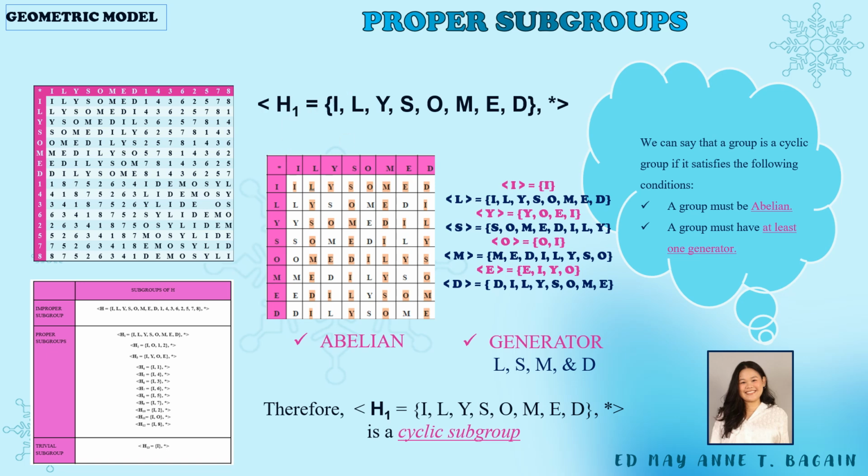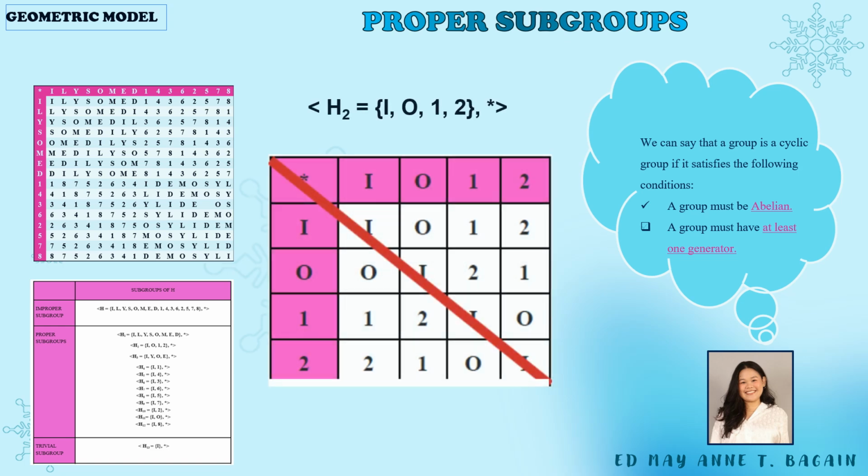And now let's check the H sub 2, or another proper subgroup of order 4. Let's check if the H sub 2, which is equal to I, 0, 1, 2 under the operation star, is a cyclic subgroup.